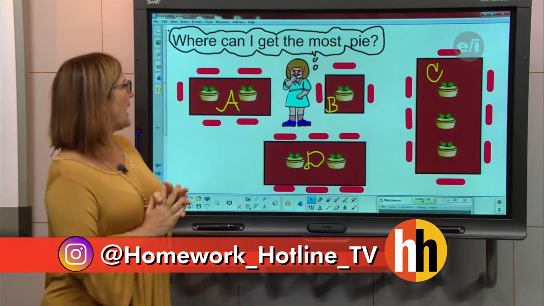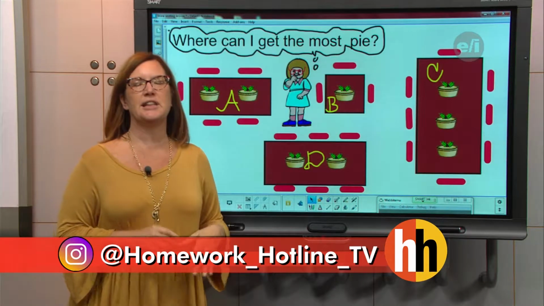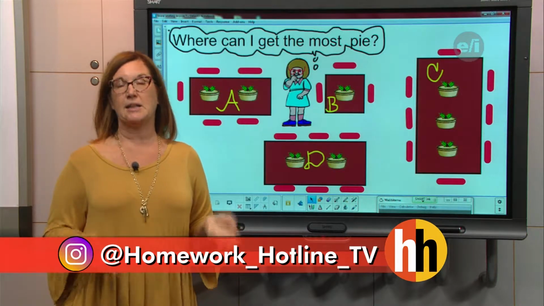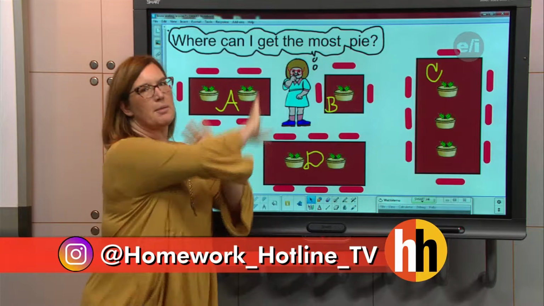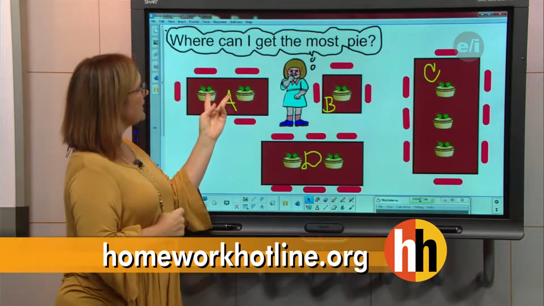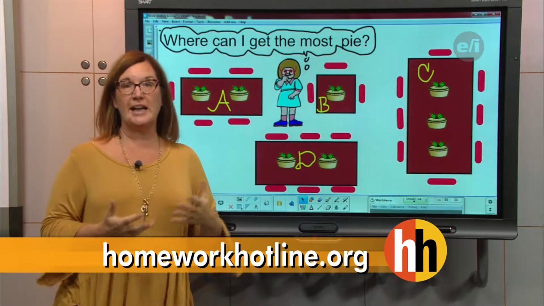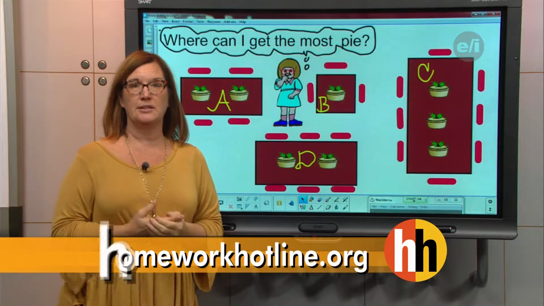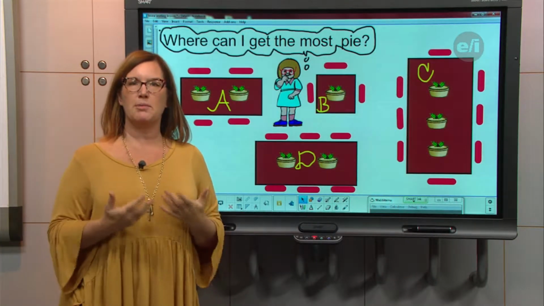So I'm looking at these 2 tables, table A and table D, and they both have the same amount of pies on them. They both have 2 pies, right? So just between these 2 tables, not worrying about all 4 tables, let's just compare 2 tables at a time. This table's got 2 pies for 5 people, and this table has 2 pies for 6 people. So which one's the better table to sit at? Which table will get me more pie?